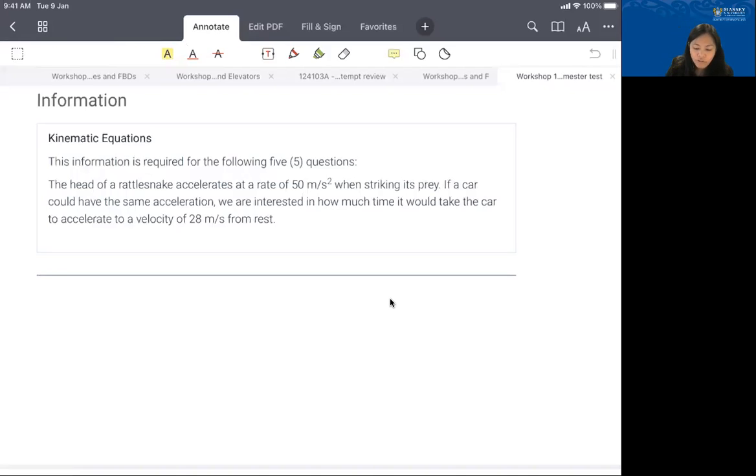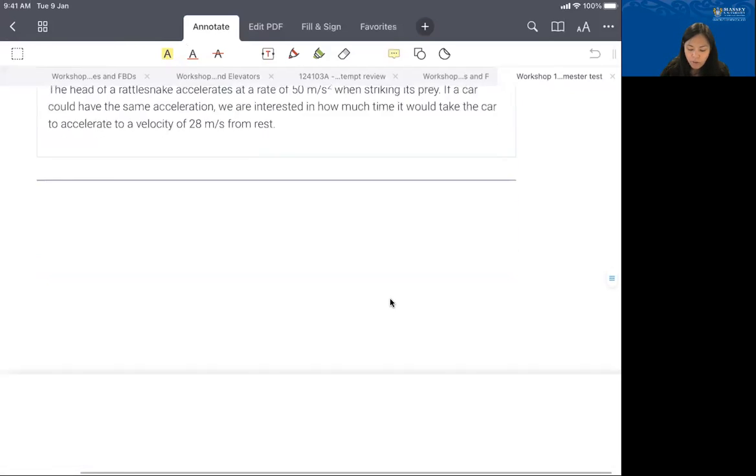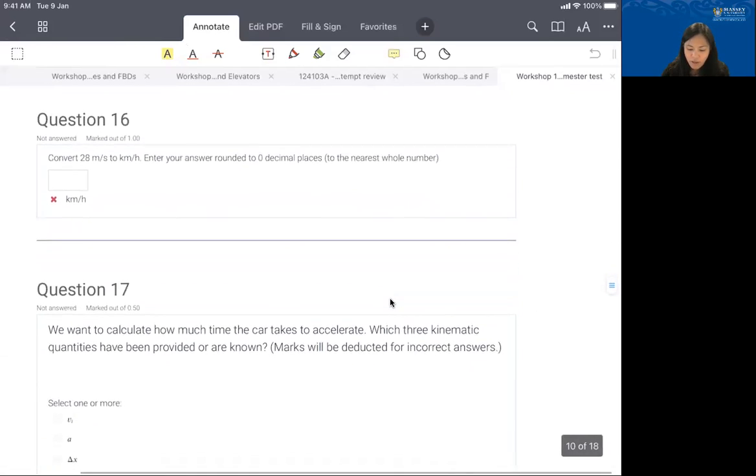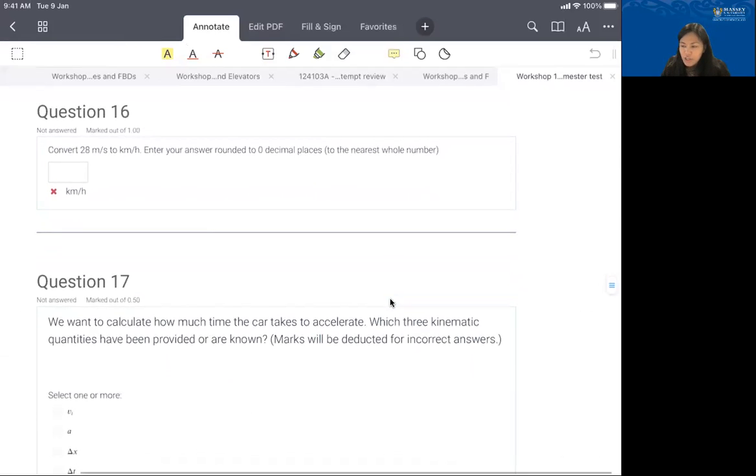It's required for the following 5 questions. The head of a rattlesnake accelerates at a rate of 50 meters per second squared when striking its prey. If a car could have the same acceleration, we are interested in how much time it would take the car to accelerate to a velocity of 28 meters per second from rest. So it's a kinematic equation question, right? The first question related to that is to convert 28 meters per second to kilometers per hour.